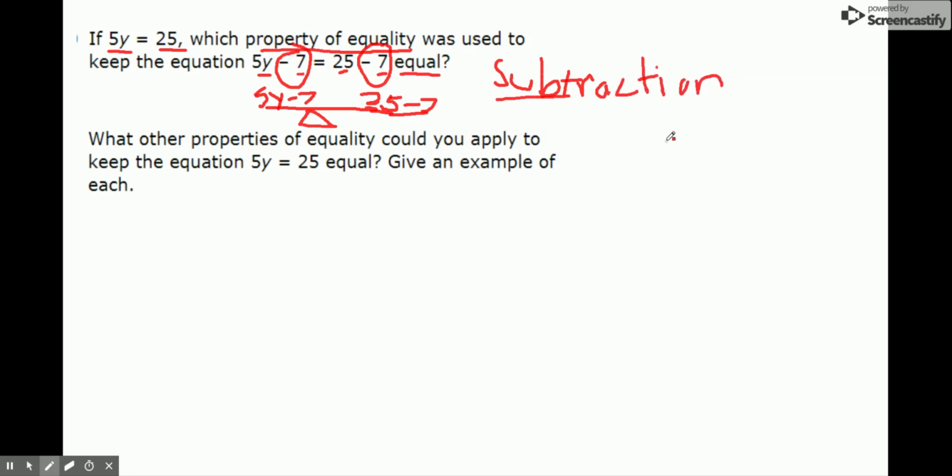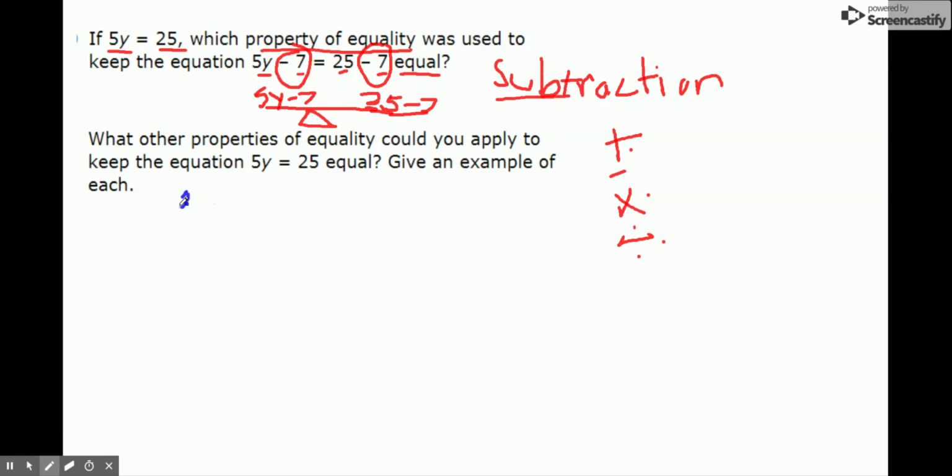But guess what? There's 4 operations. We add, we subtract, we multiply, and we can divide. So it says, what other operations of equality could you apply to keep the equation 5y equals 25 equal? Give an example of each. So there's 3 others. We could add, we could multiply, and we could divide. So an example of each.